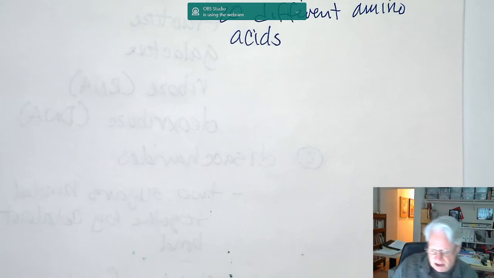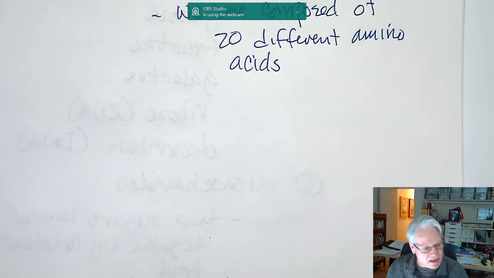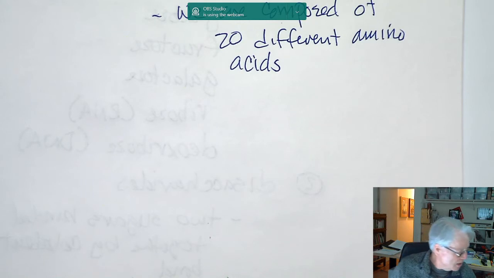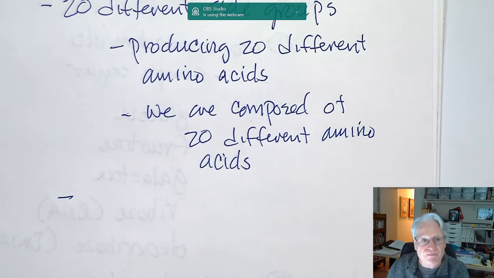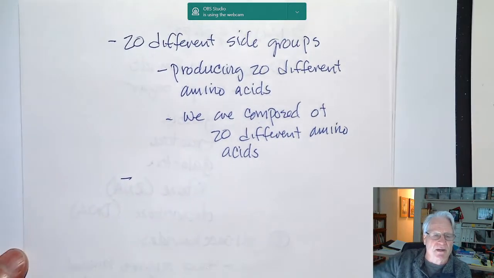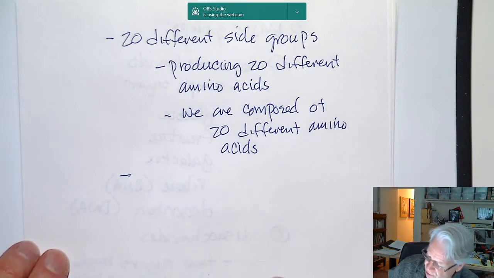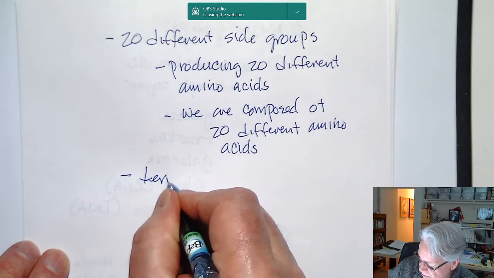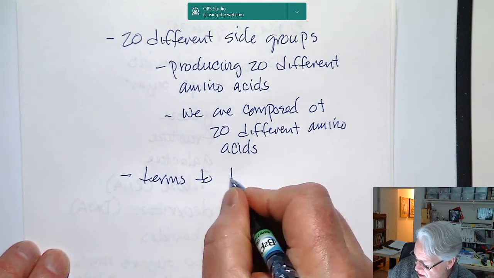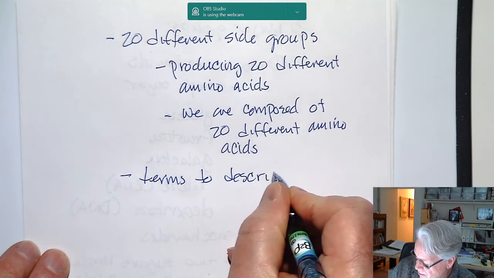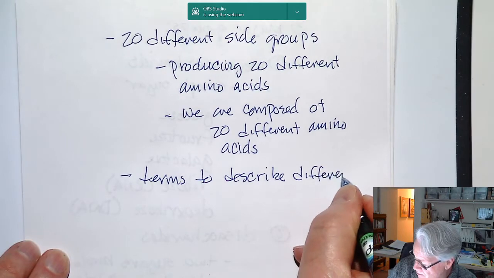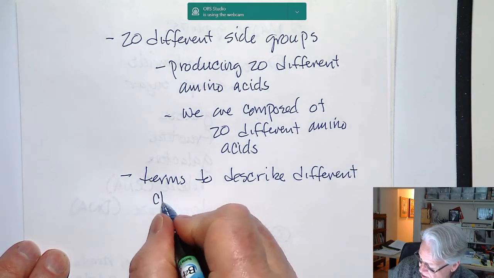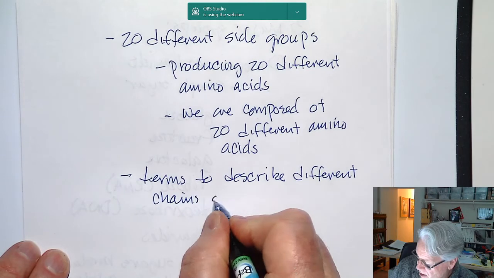All right. So as we said, 20 different types of amino acids, and we're hooking them up in chains. So let's talk about these chains. Let's talk about the terms to describe different chains of amino acids.